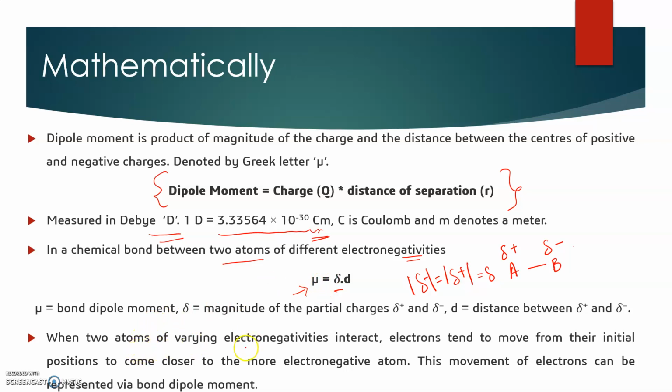So when two atoms of different electronegativities interact, the electrons move from the initial position, because the more electronegative atom will try to pull the electron pair towards itself. So there will be a shift in the position of electrons towards the more electronegative atom. And the movement of electrons is represented via the bond dipole moment. So how do you represent that shift of electrons from the initial position? We show it by the bond dipole moment.